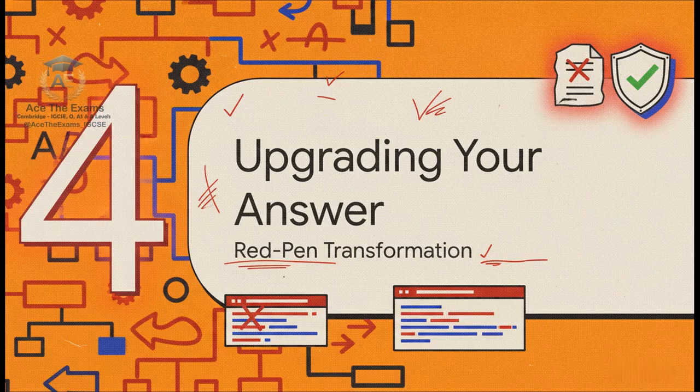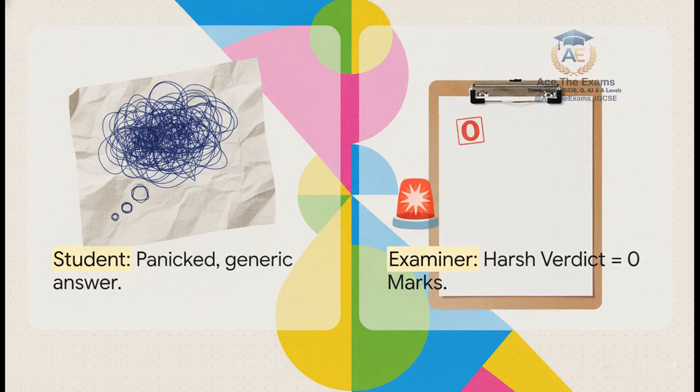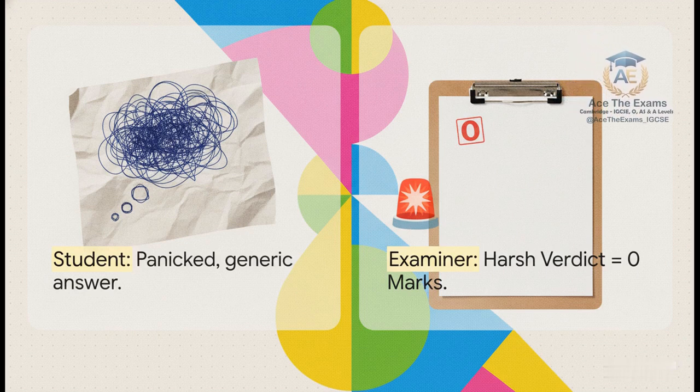Section 4, upgrading your answer, the red pen transformation. On the left, we have a panicked student answer. Boundary data is 20 and 30 to see if it works. Okay, it mentions the numbers, sure, but it completely lacks all scientific reasoning. On the right, the examiner's verdict. Generic equals 0 marks. Writing to see if it works is never, ever going to cut it in a Cambridge paper. It proves absolutely nothing about your understanding of the actual process.